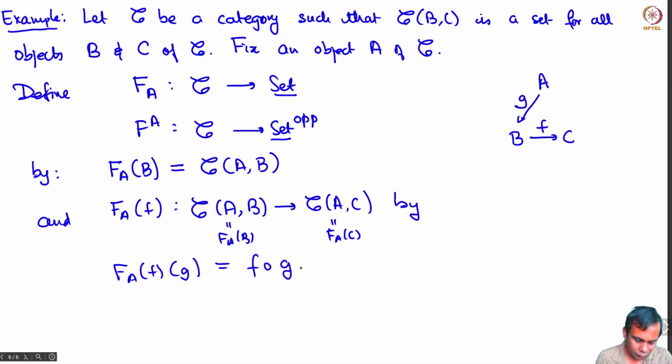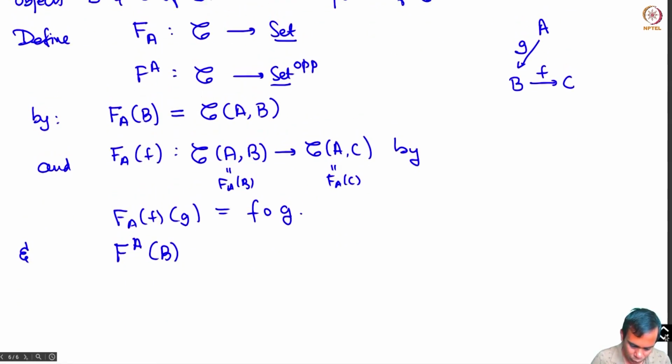And similarly we'll define F superscript A. It's sort of the dual notion, so we are just going to reverse the arrows, and F superscript A of F.